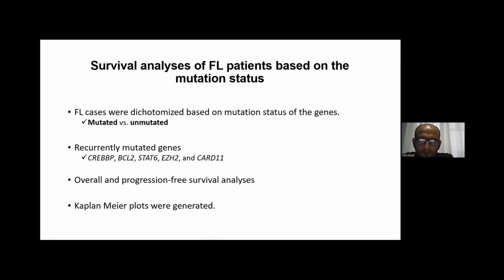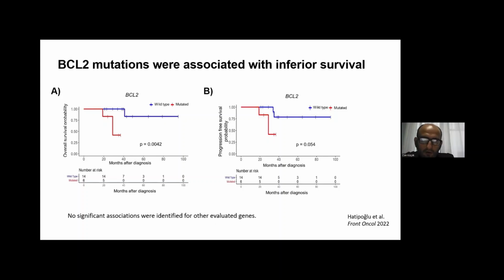Another thing we did is the prognostic analysis based on these mutations. We chose the recurrently mutated genes and dichotomized the patients based on whether there's a mutation or not. Then we did the overall and progression-free survival analysis and generated Kaplan-Meier plots. For all other genes we checked, we didn't see any association of mutations in each gene with survival. However, we found a very interesting result with BCL2. When there's a BCL2 mutation, the overall survival probability is lower. Also, the progression-free survival probability is lower.